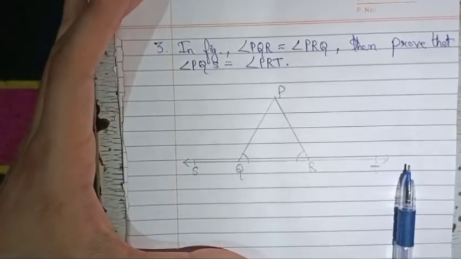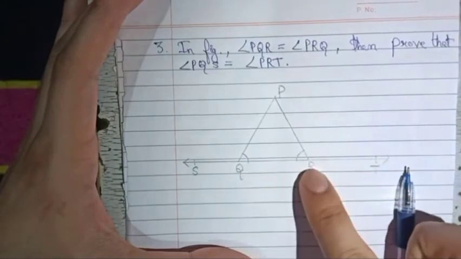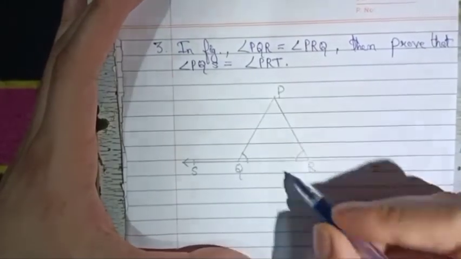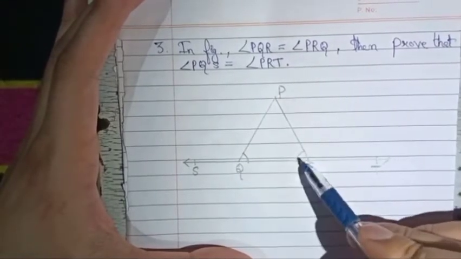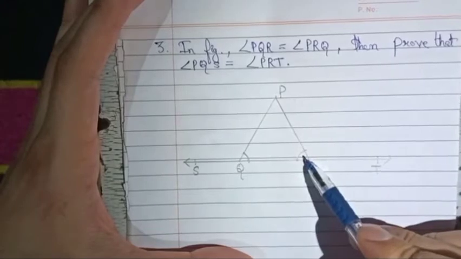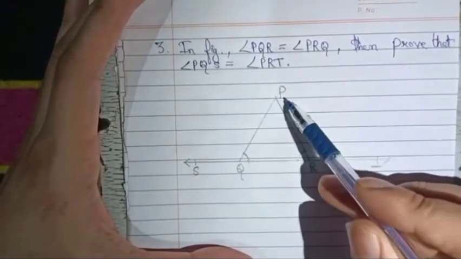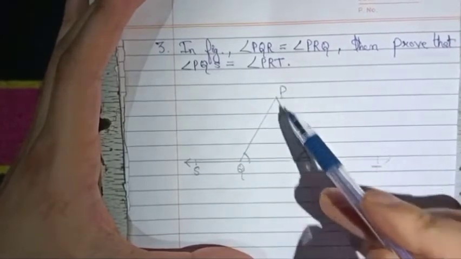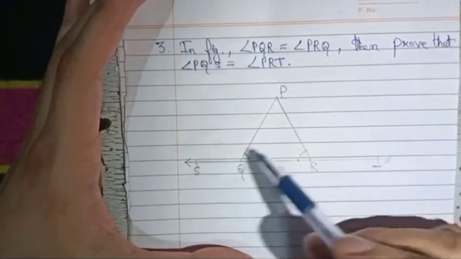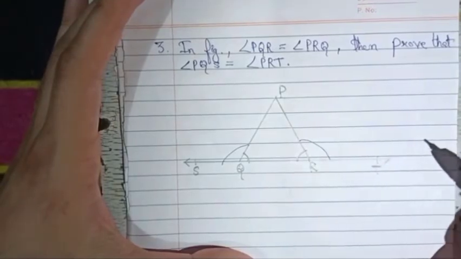Now question number 3. In figure, angle PQR is equal to PRQ. That means this angle PQR is equal to PRQ, that means this angle. These two angles are equal as given in the question. Then prove that angle PQS is equal to angle PRT. So we have to prove that these two angles PQS and PRT are equal.